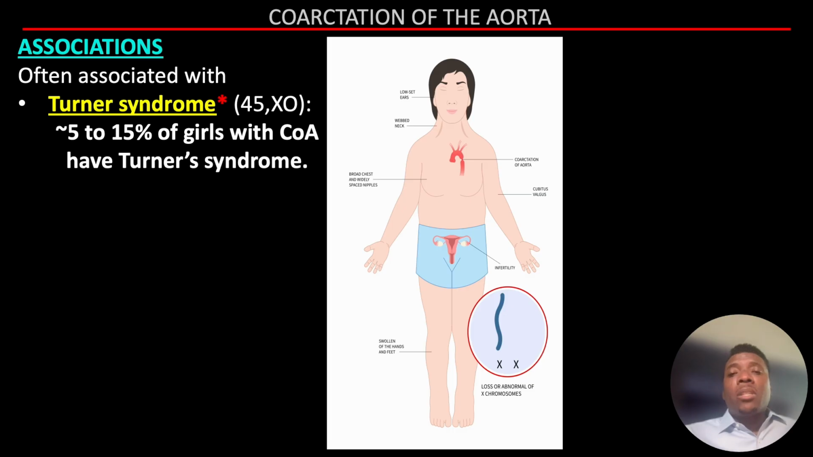A genetic condition associated with coarctation of the aorta is Turner syndrome, also known as monosomy X. In this condition, a female is born with an absent or a non-functional X chromosome.